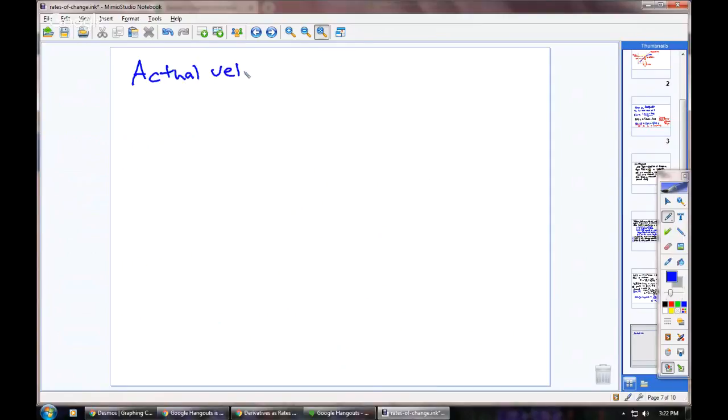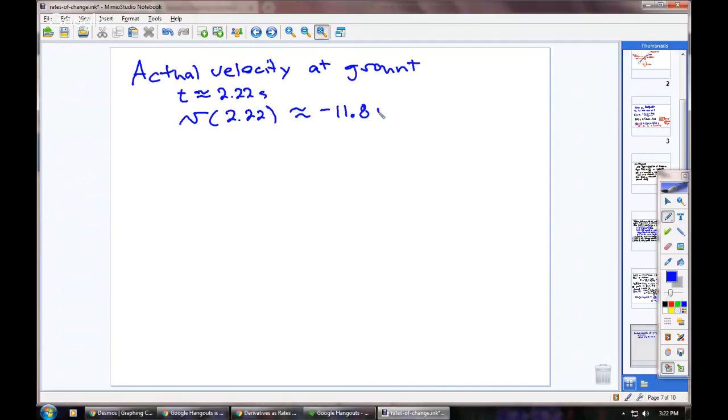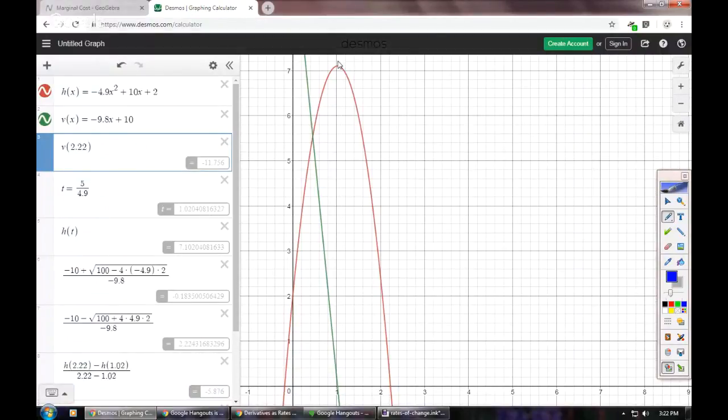Actual velocity at ground. So we calculated that it hit the ground at t equals about 2.22 seconds. So then we plug that into our formula, and we get approximately negative 11.8 meters per second. So it's moving a little slower at the top. It actually has that brief pause at the top where it's kind of still, because we went from a positive speed going up to a negative speed coming down. And again, between positive and negative, you got to hit 0.